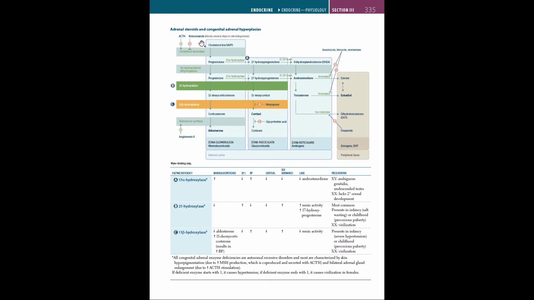Next, adrenal steroids and congenital adrenal hyperplasia. This is completely a diagrammatic representation. You can go through it by yourself. I might just read and get confused over here, and I do not want to confuse you. You can pause here and read step by step A, B, C. And here there is a chart that shows in which disease there is an increase and decrease of hormones and electrolytes, and its presentation.